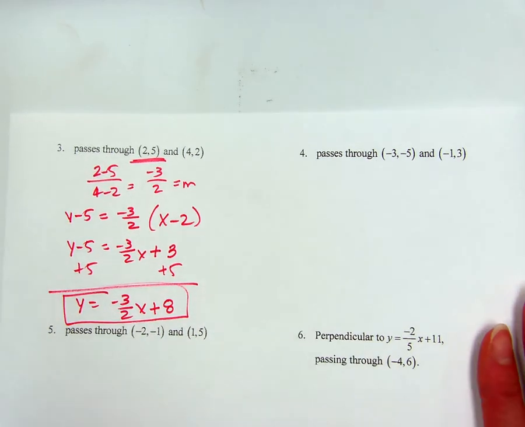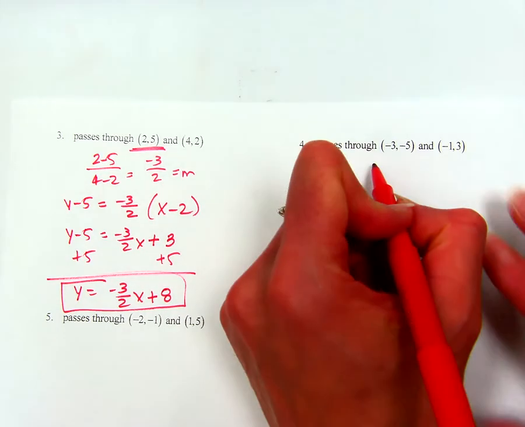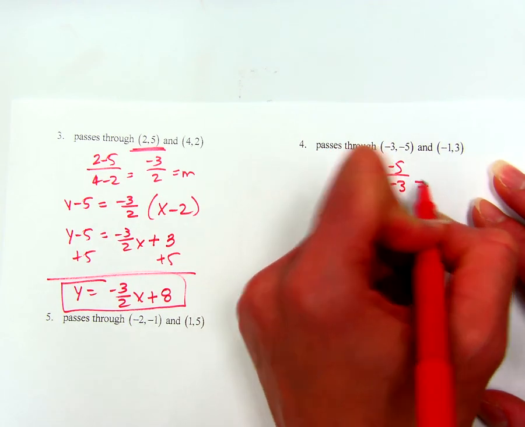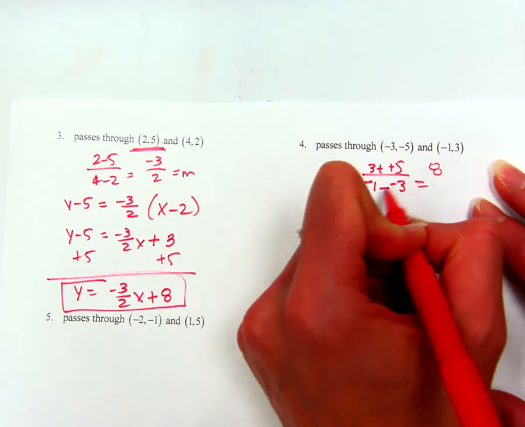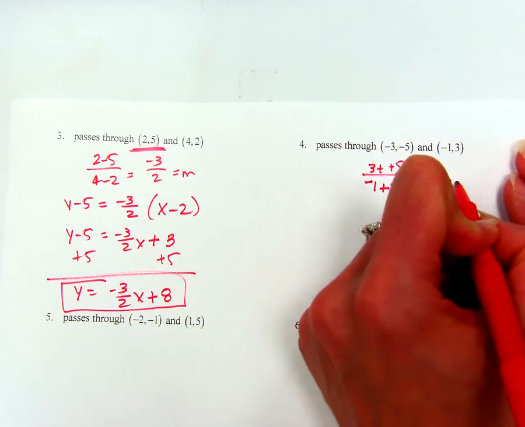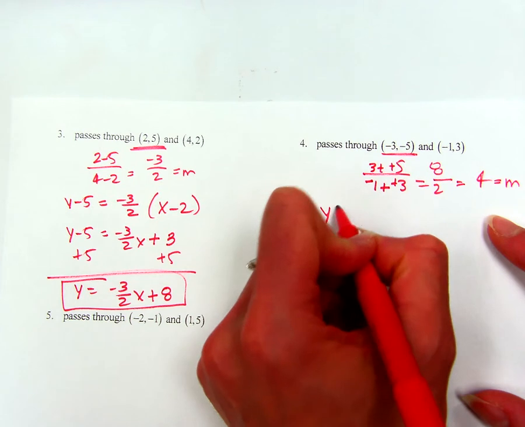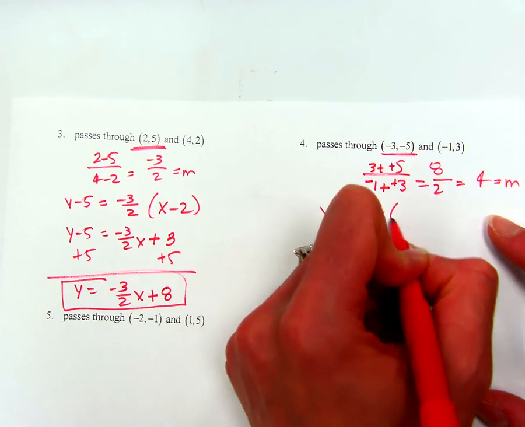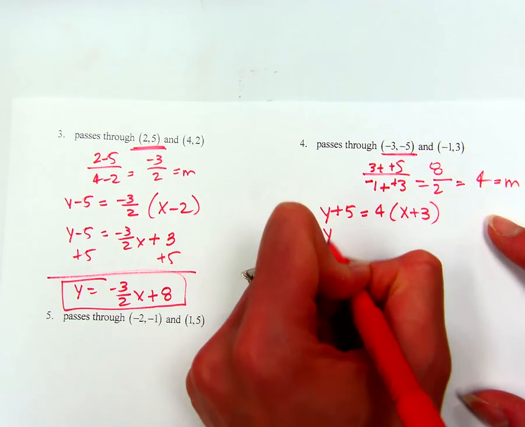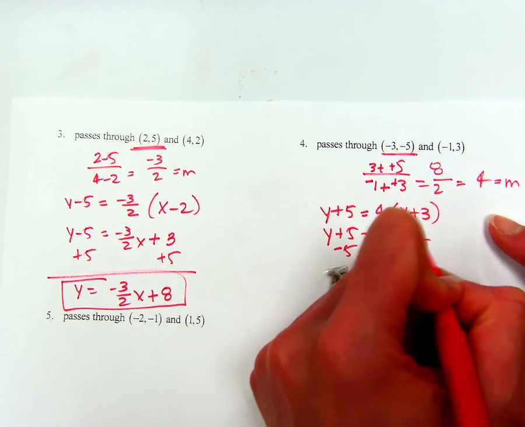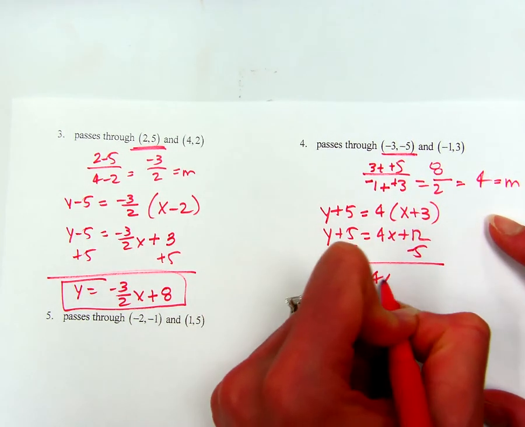Alright, so moving on, 4 and 5 are the same type of problem. So 3 minus negative 5 over negative 1 minus negative 3. So that becomes 8, and this becomes 2. So 8 over 2 is 4. So there's my slope. And I'm just going to take the first point. So y plus 5 equals 4 times x plus 3. So y plus 5 equals 4x plus 12. And if I subtract 5 on both sides, I get 4x plus 7.